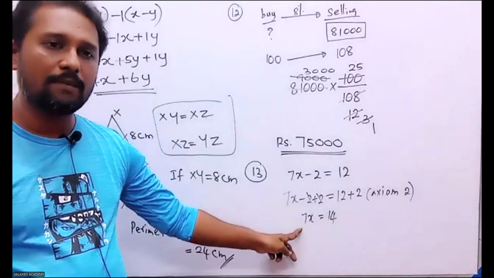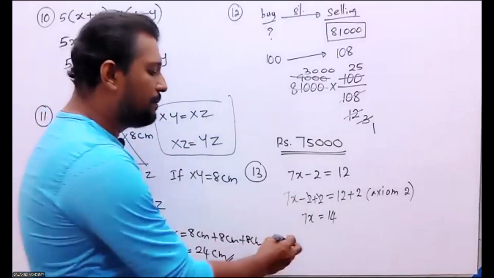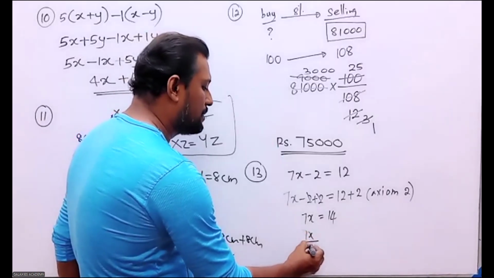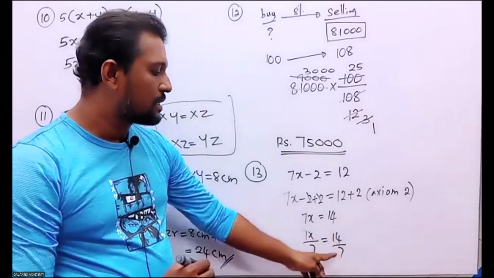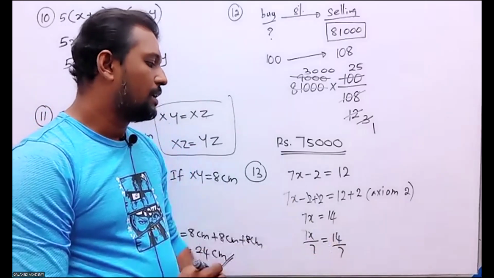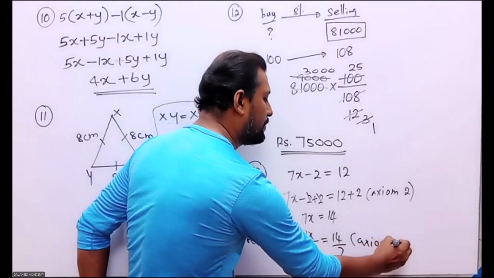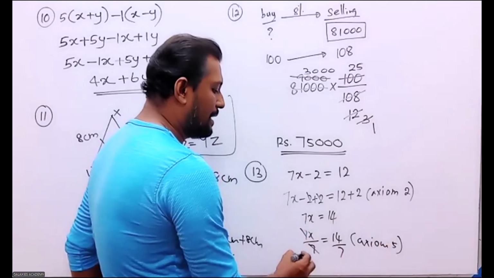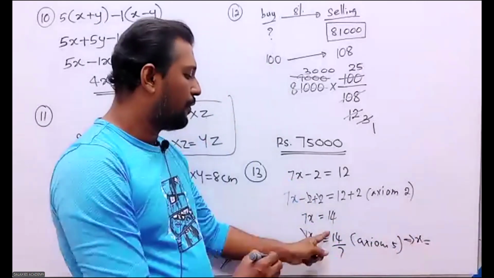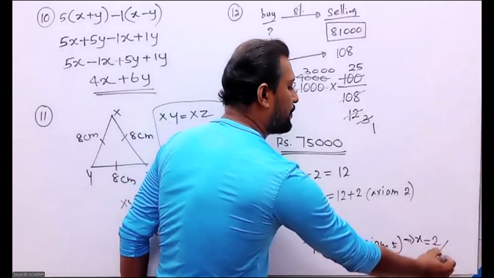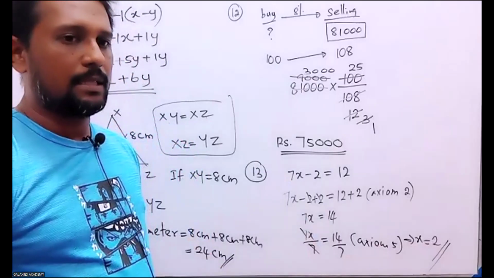You have to remove 7, no? To remove 7, what do you have to do? Both sides you have to divide by 7. When you divide both sides by the same value, the answer should also be equal. It is axiom 5. Then 7 and 7 cancel. x equals 14 divided by 7, 2. So the answer is x equals 2, right? x equals 2.